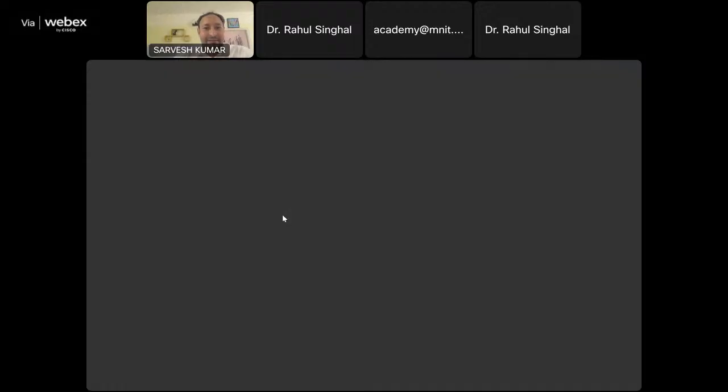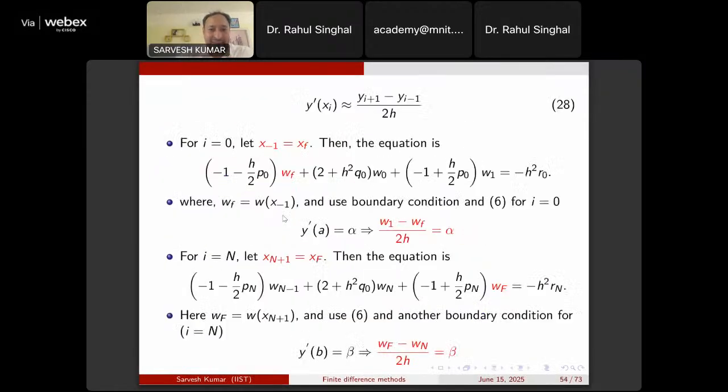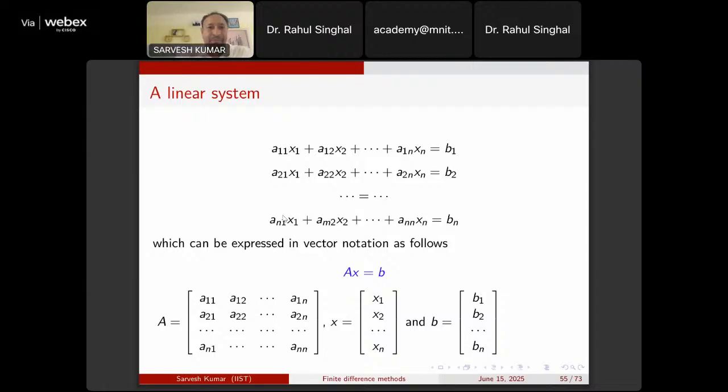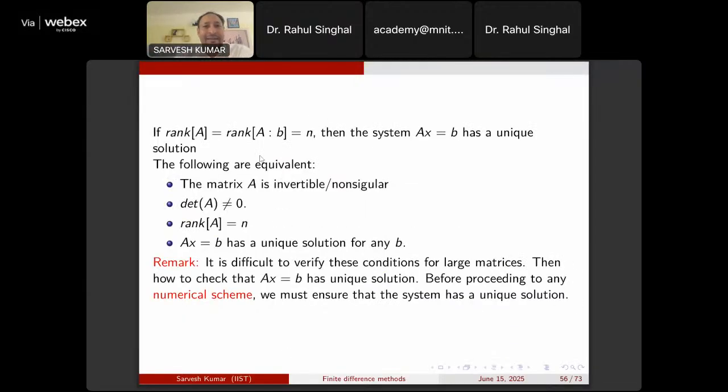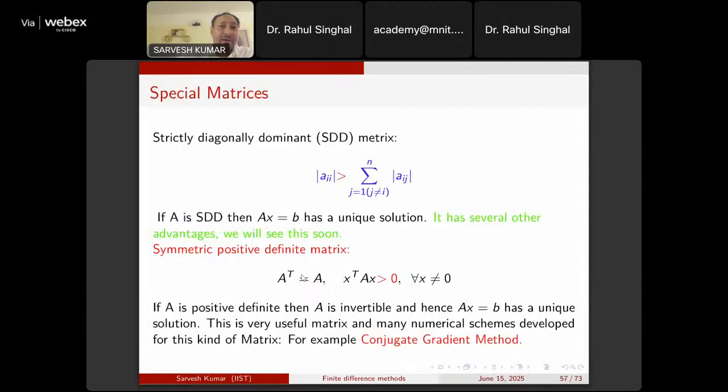For example, here, if we apply the finite difference scheme, I have the linear system. So this is your A, b. We know from our algebra that if the rank of A equals this, then we have a unique solution, but it is almost impossible to use the rank idea because our matrix is very large. So there is a special type of matrix which I told you about, SDD. It means if the diagonal entries are greater than the off-diagonal entries, then this always has a unique solution, which is much easier than finding the rank.